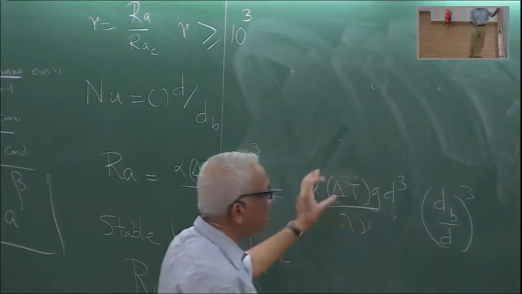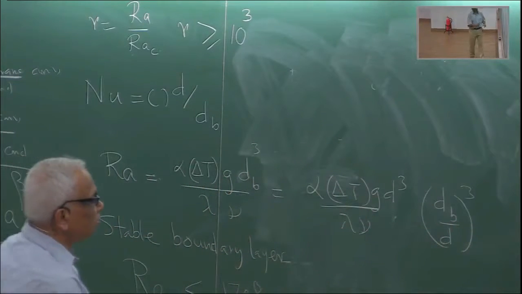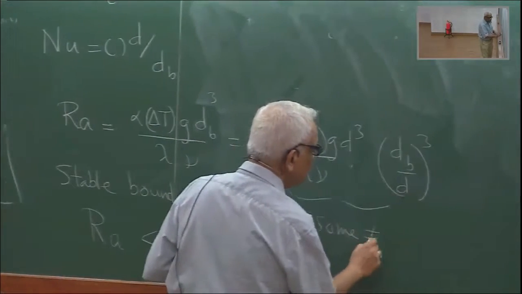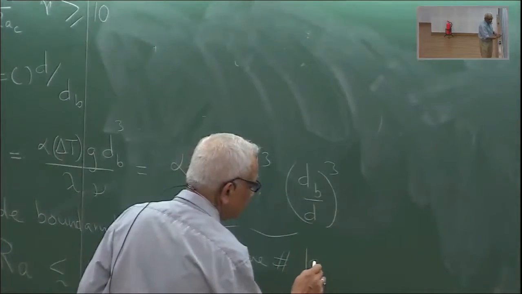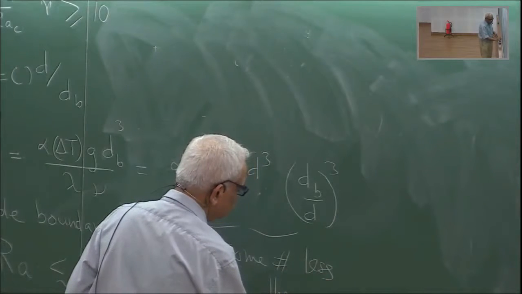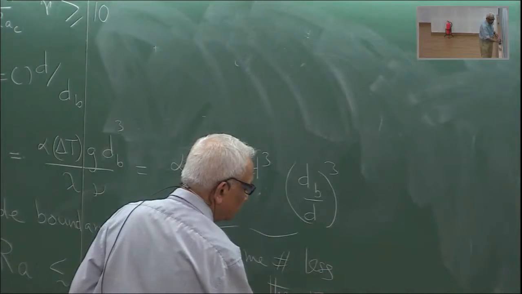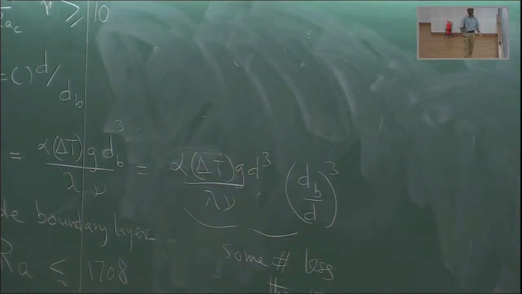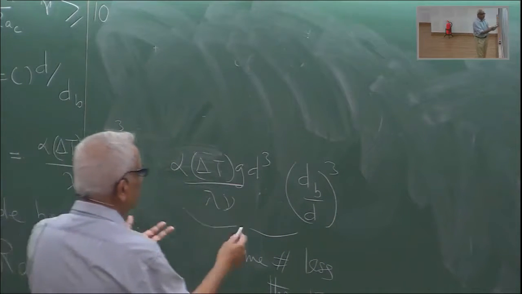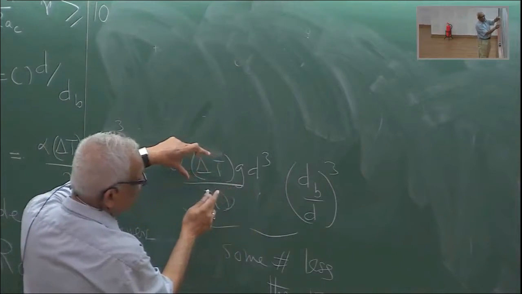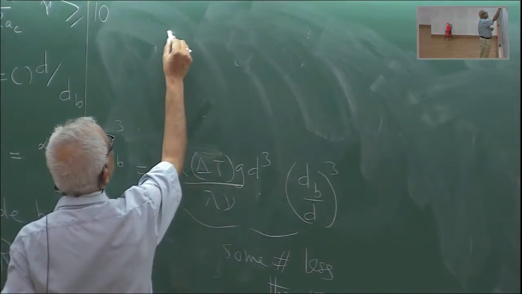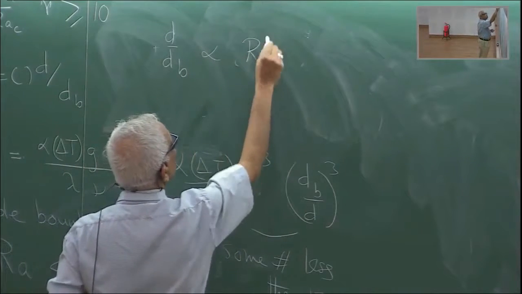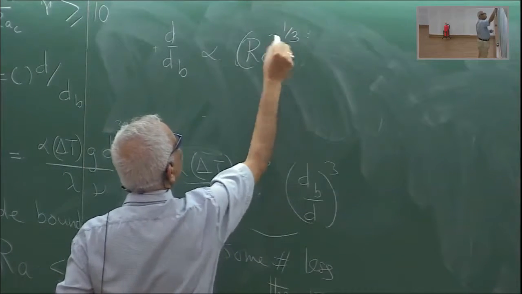So this is some number less than, maybe, 1708, or maybe just marginal and equal to 1708. But that means, here is your Rayleigh number. This means that d over dB is proportional to Ra to the power 1/3.